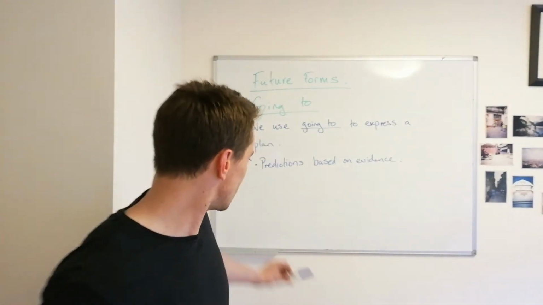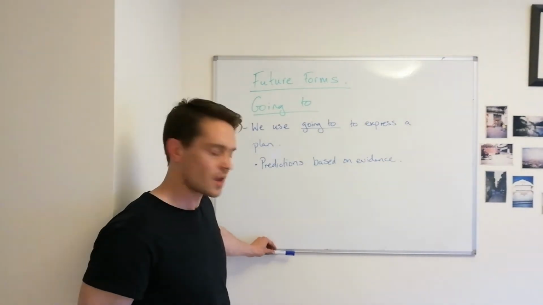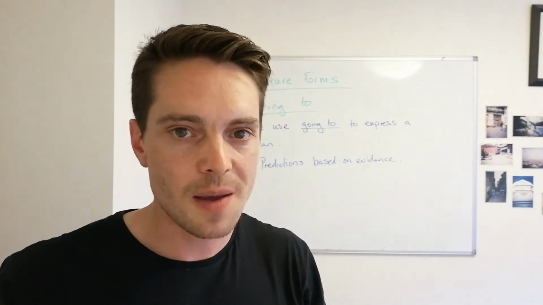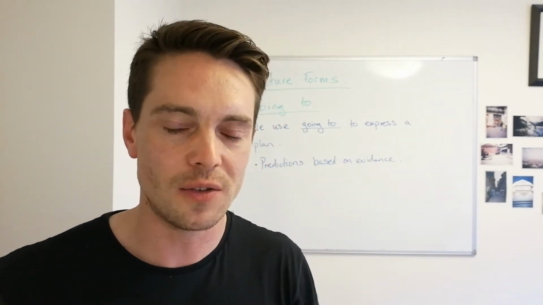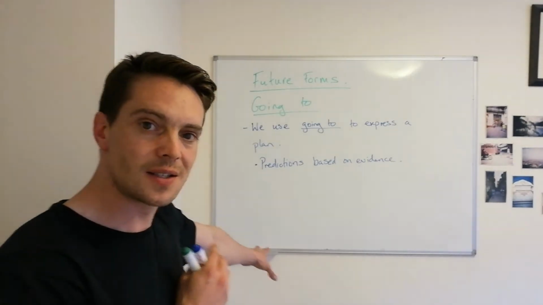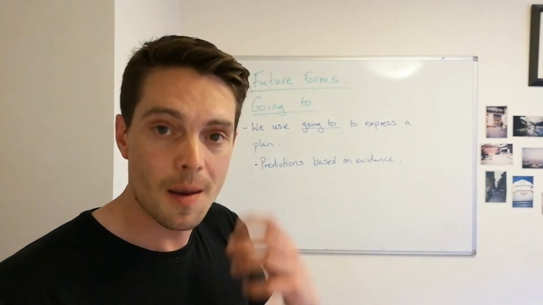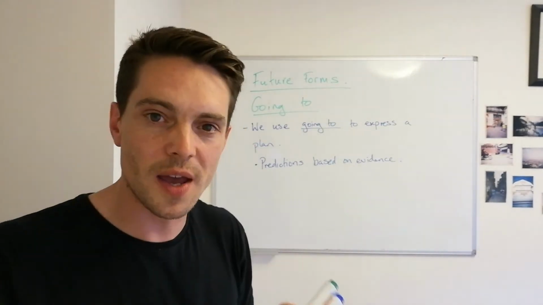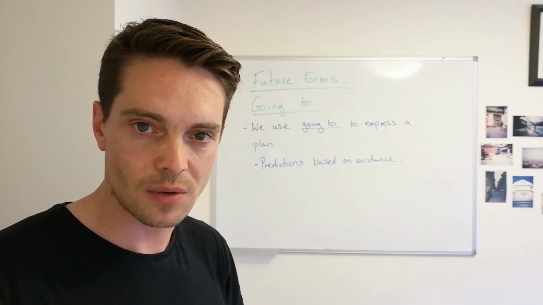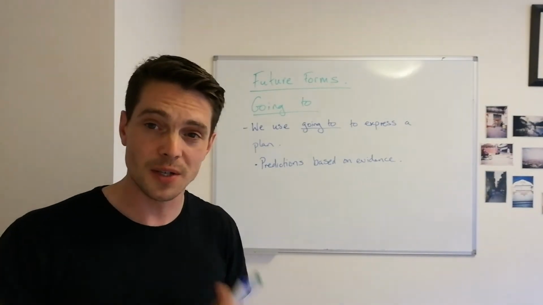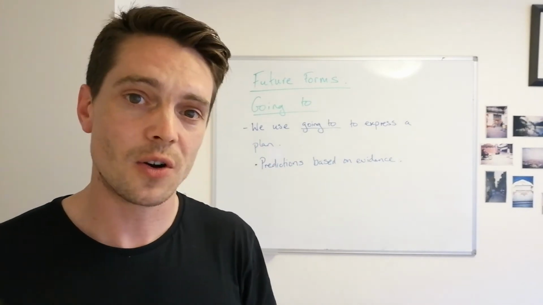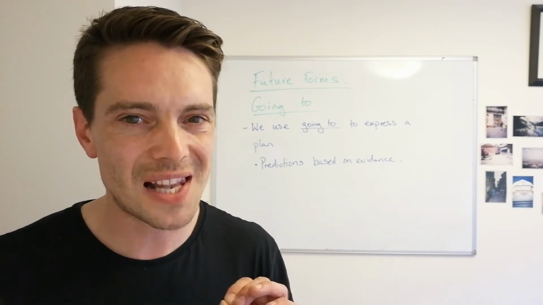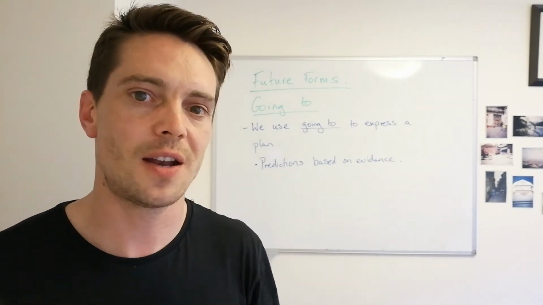Or maybe I see my pen just at the edge here, and I think, oh my God, my pen is going to fall. I don't say my pen will fall, I say my pen is going to fall, because I can see the evidence, and then I think about a prediction that it is going to fall. So far we have will and we have going to. We remember that will is about a prediction or a promise or a decision at the time of speaking. Going to is about a plan or a prediction based on evidence.